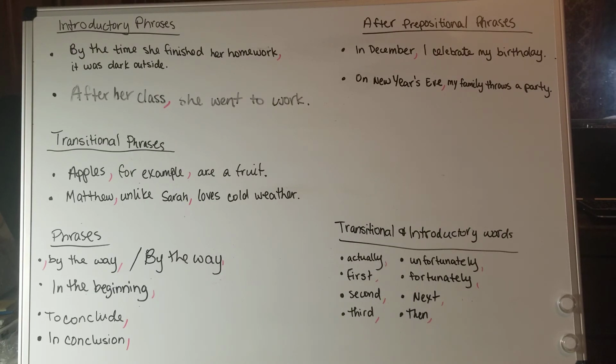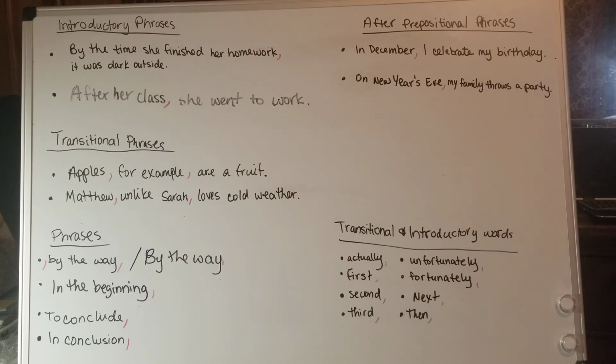Some other transitional or introductory words, we have actually, first, second, third. So if you're talking about steps, right, some people like to explain in a paragraph how they cook something, or what they do at a party or event, right? So first, comma, we do blah, blah, blah. Second, we do blah, blah, blah. Third, we, right? So then you would use comma after these words.